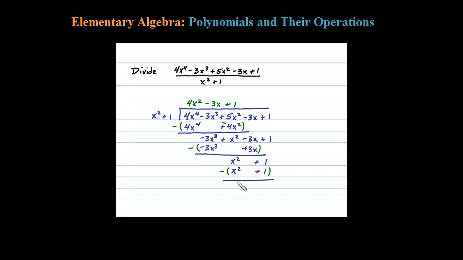x squared minus x squared is 0. 1 minus 1 is 0. So the remainder here is 0. Okay, so that means x squared plus 1 went into this polynomial evenly, and the result is 4x squared minus 3x plus 1.